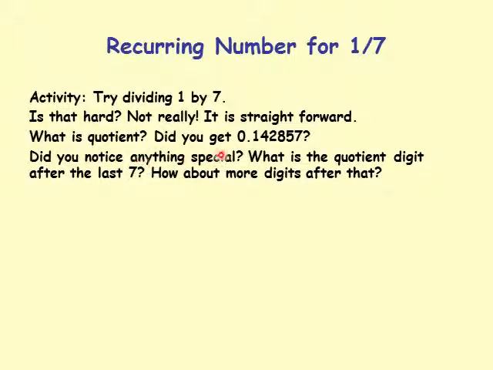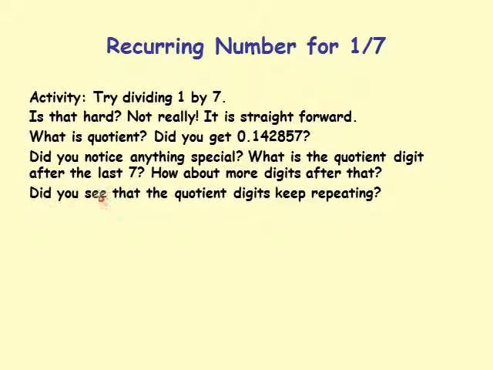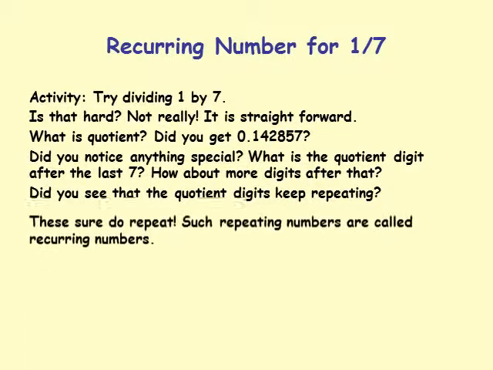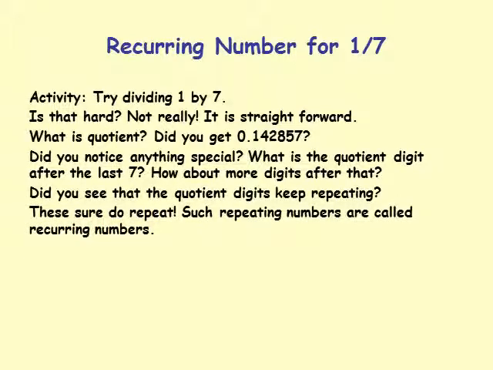Did you notice anything special about this division here? What's the quotient digit after the last 7? How about more digits? If you continue, you continue to get 142,857, 142,857, and so on. You see the quotient digits keep repeating. The 6 digits in the quotient keep repeating. Such repeating numbers are called recurring numbers.